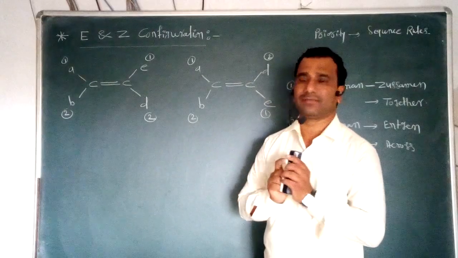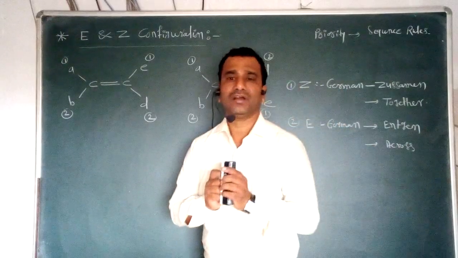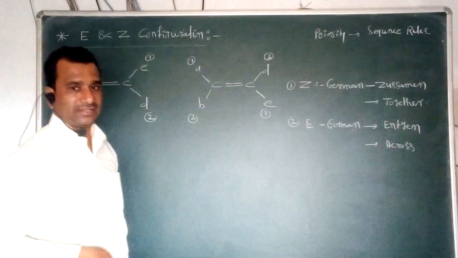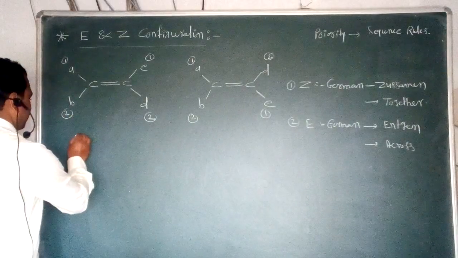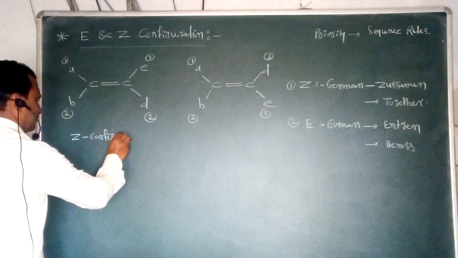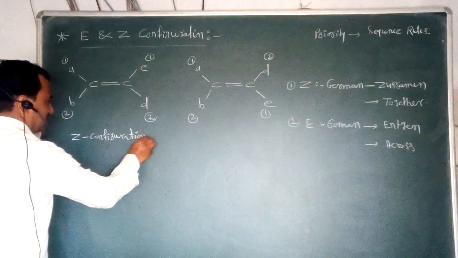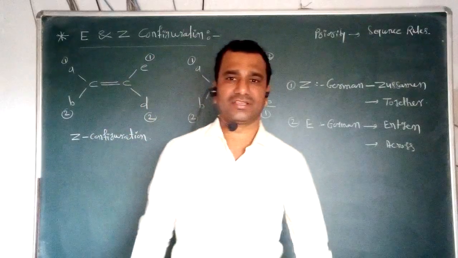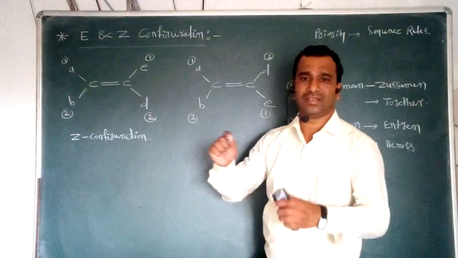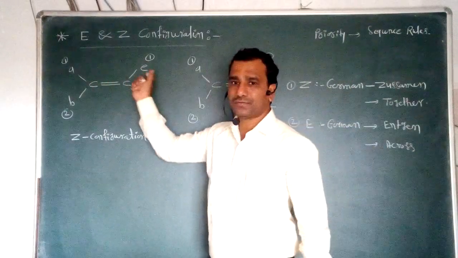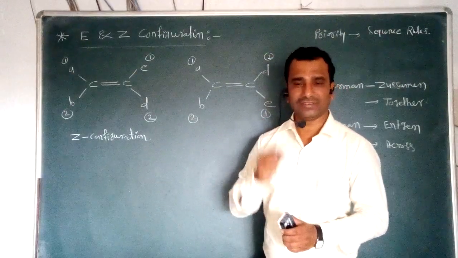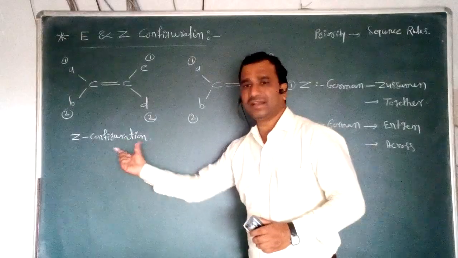So if we look at these positions, the configuration assigned to this type of representation is called the Z configuration. So what is the Z configuration? The Z configuration is a configuration in which the similar priority groups attached to both olefinic carbons are present on the same side of the double bond. Then that particular configuration is a Z configuration.